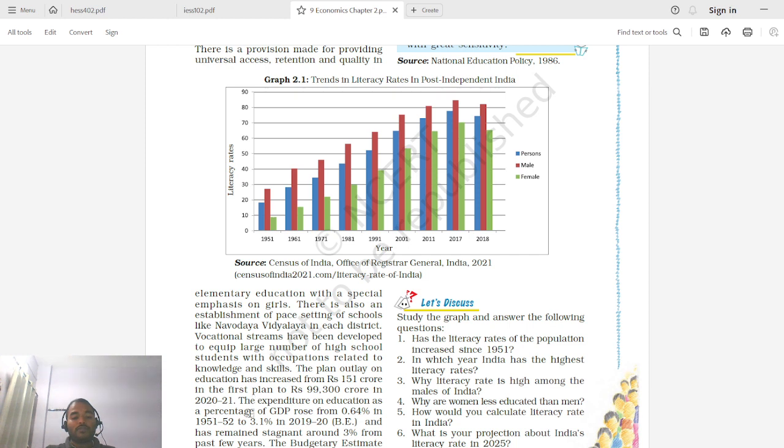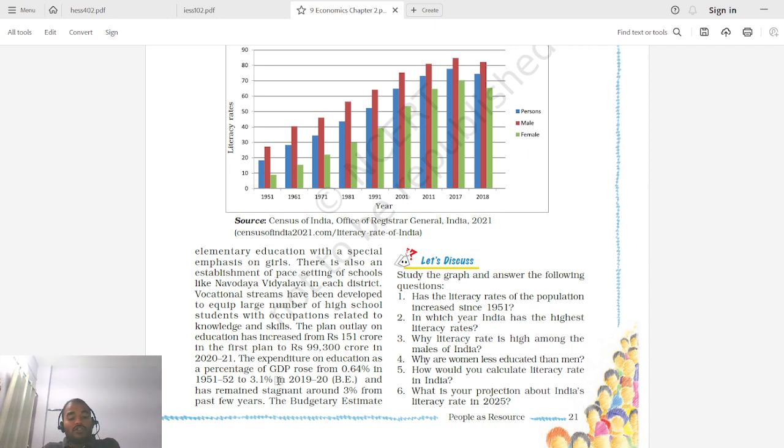The expenditure on education as a percentage of GDP rose from 0.64% in 1951-52 to approximately 3% in 2019-20. So approximately 0.64, you can say half a percent of the GDP, was the allocation to education in the first five-year plan, in 1951-52. But now in 2019-20, the share is approximately 3.1% of the GDP. So there is a huge change, and the government is also of the view that education is an important parameter for the nation to grow and prosper. It has remained stagnant around 3% for the past few years.